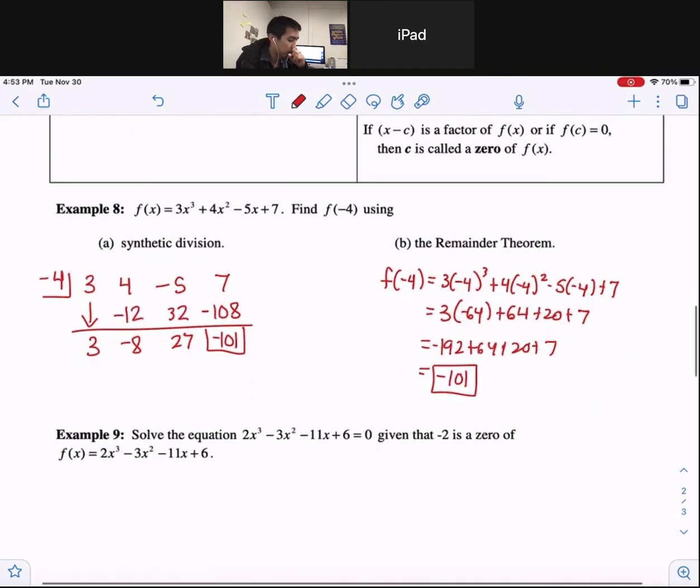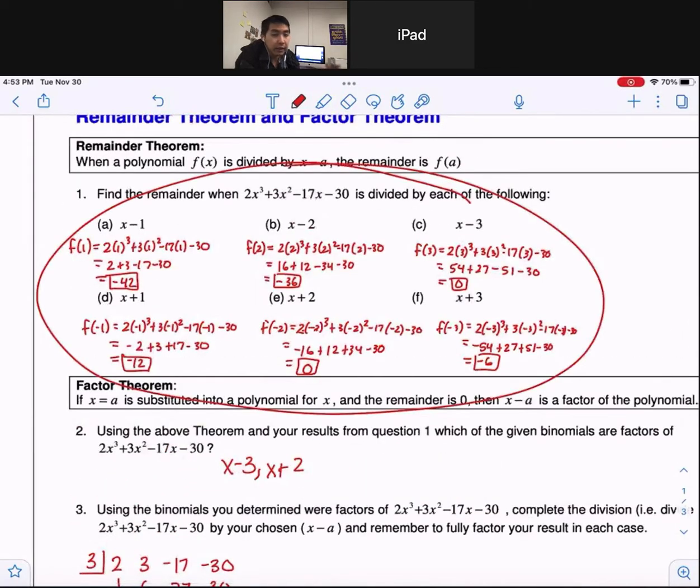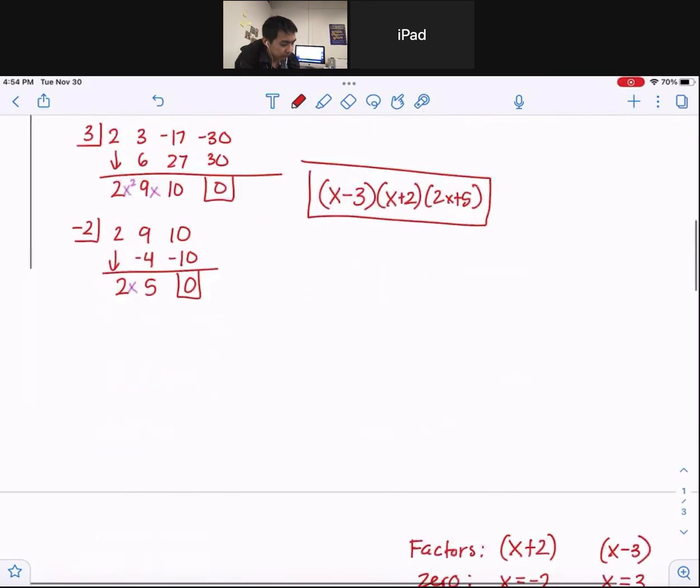They're both the same. So all of this stuff that we did up here, hypothetically, you could have done synthetic division as well. And if you get a remainder, that's not a factor. If the remainder is 0, that's a factor.